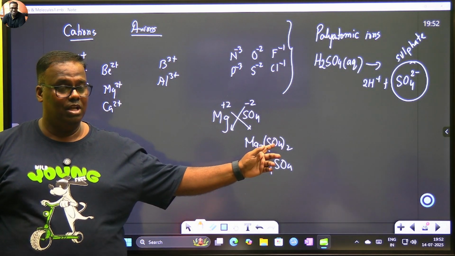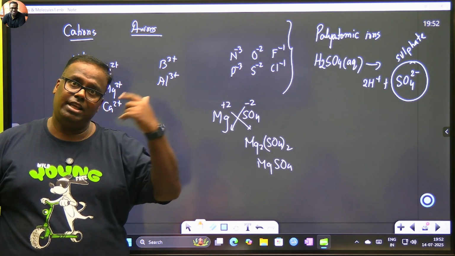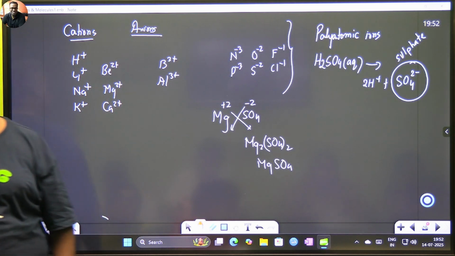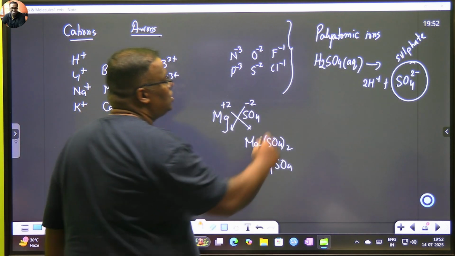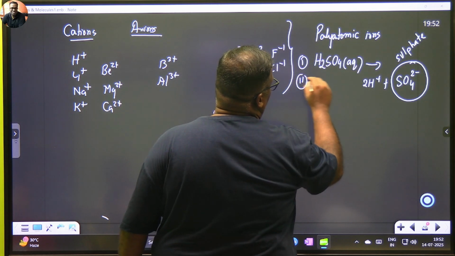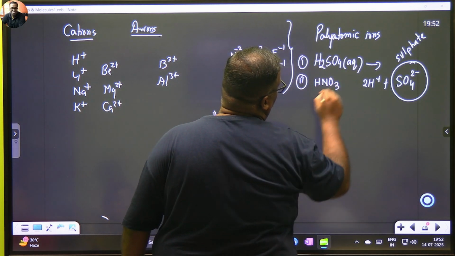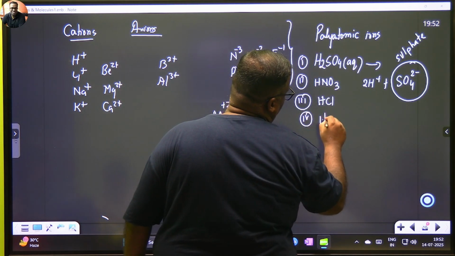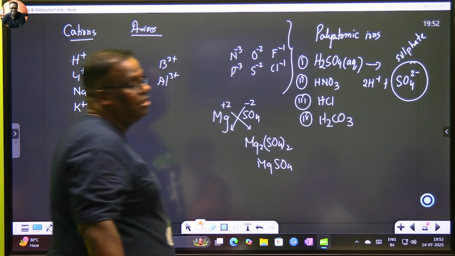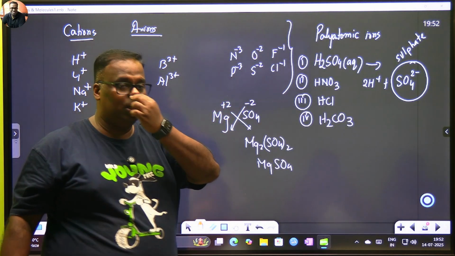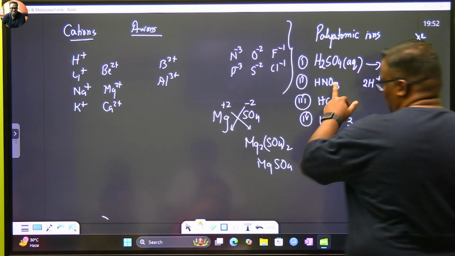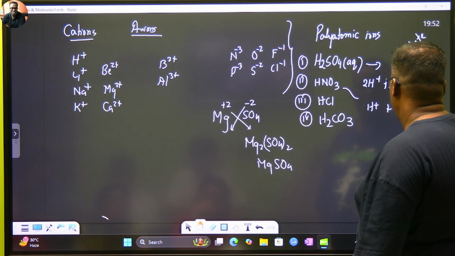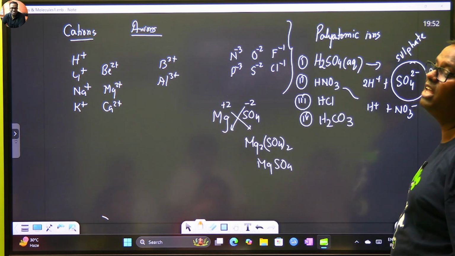शुड नो सल्फेट. Now the question arises, sir, in coming days, if I forget what is sulfate's charge, how will I remember? So you should always know some acids. Acids will always help you. HNO3, nitric acid. HCl, hydrochloric acid. H2CO3, carbonic acid. Now this will tell you what is the polyatomic anion's charge. If you look at a nitrate, this acid will split as what? H plus NO3 minus. This is known as nitrate.